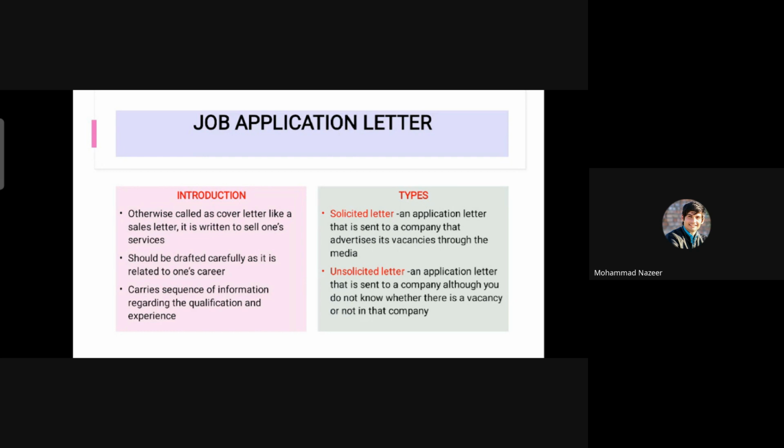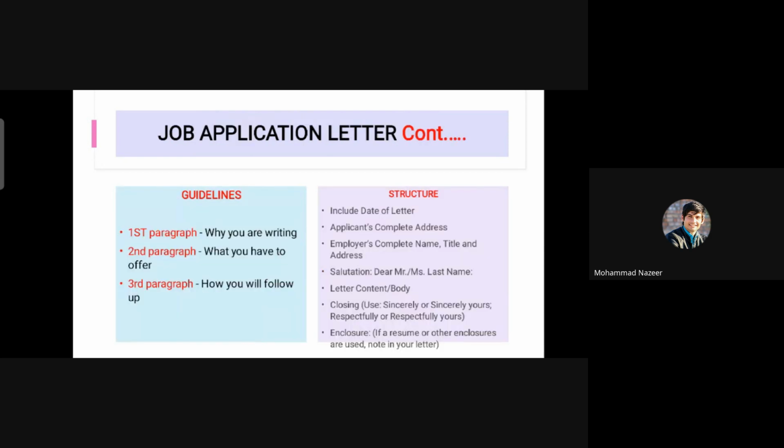On the other hand, what is an unsolicited letter? An unsolicited application letter can be sent to a company although you do not know whether there is a vacancy in that company. You are not aware of any vacancy, you are just applying because you felt that this company is good and you should join its team. These kinds of job application letters are considered unsolicited letters. These are certain guidelines on how we are going to structure our letters.